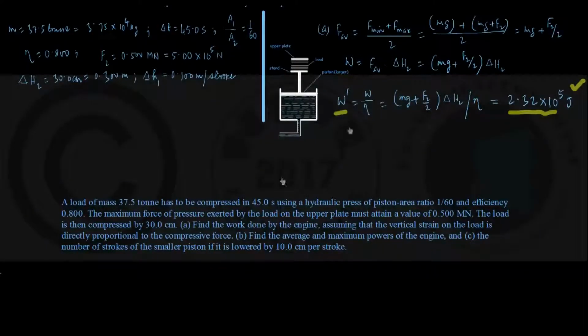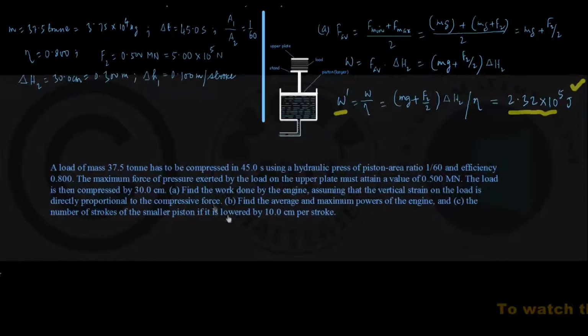Well, I have managed to show the part A calculation briefly here on your screen. Data is also listed here. We can proceed for parts B and C on this page only. Having a look at the question once again, in part B, find the average and maximum powers of the engine. So we shall do it now in part B.